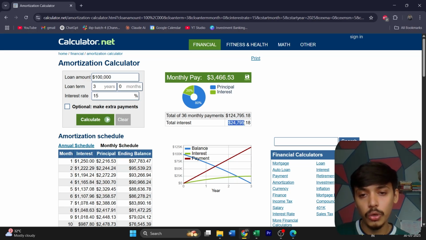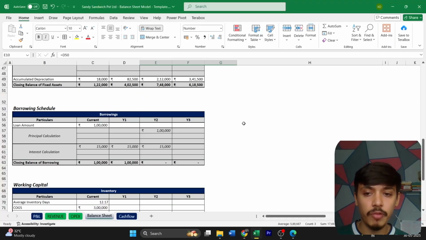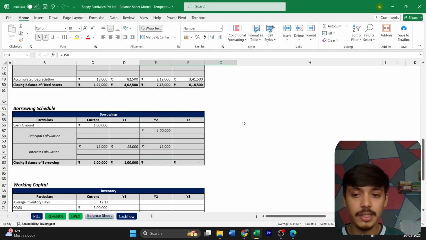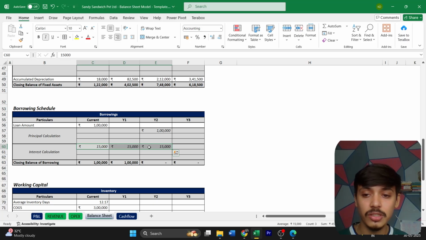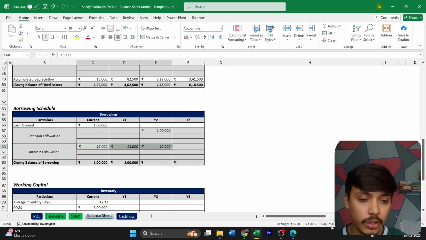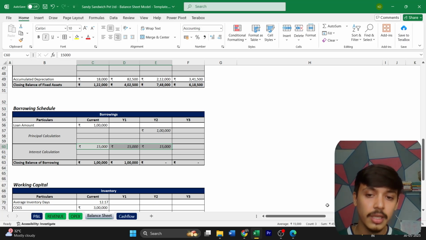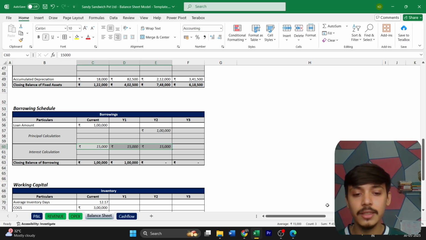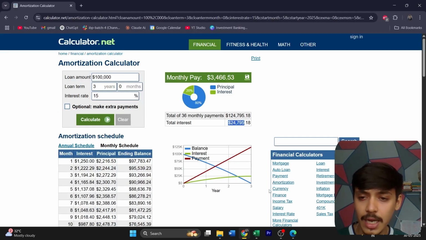But when you took a loan for year one of 1 lakh and you paid a flat 15% interest on it, you paid 15,000 for 3 years, which amounted to a total of 45,000 rupees, which is pretty much higher than the reducing balance interest, which is around 25,000.